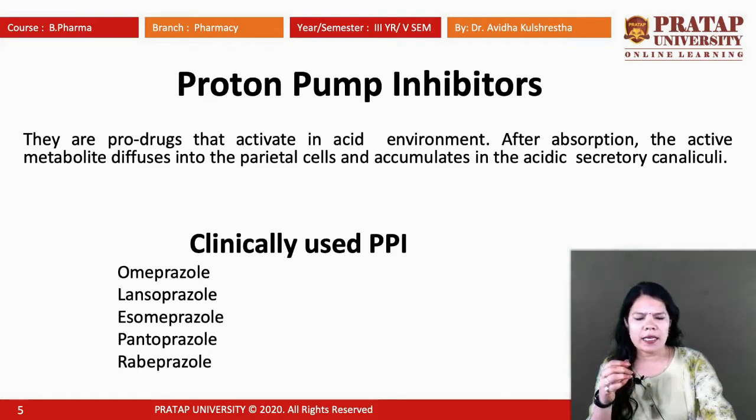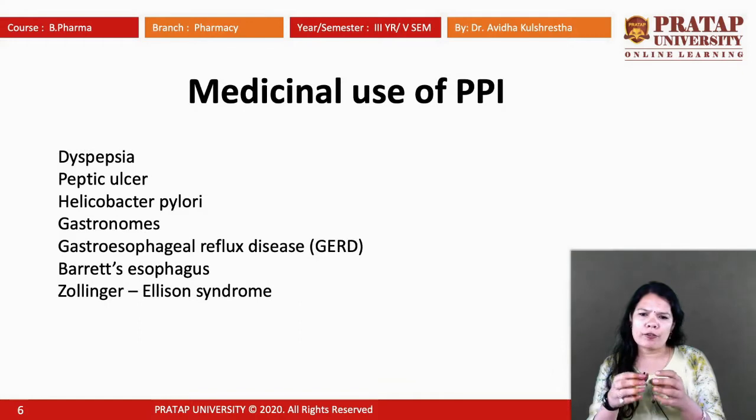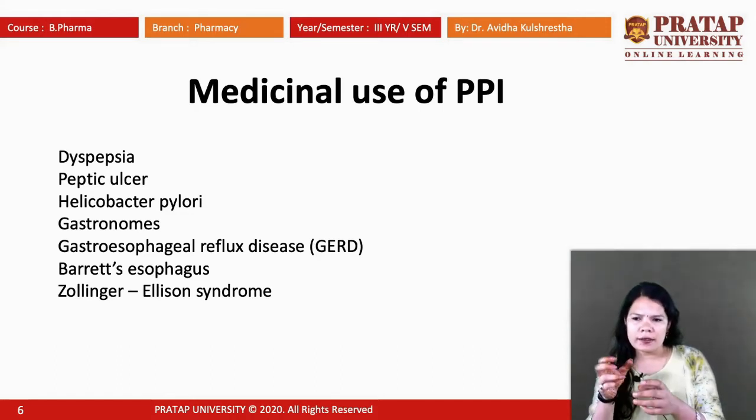So PPI is a prodrug. Medicinal uses: these can be used for peptic ulcer, acidic environment, and gastroesophageal reflux disease, GERD, can also be treated by this. So peptic ulcer, Helicobacter pylori, dyspepsia, these are all disease names, and all are somehow connected with acidic strength, hyperacidity in the stomach.